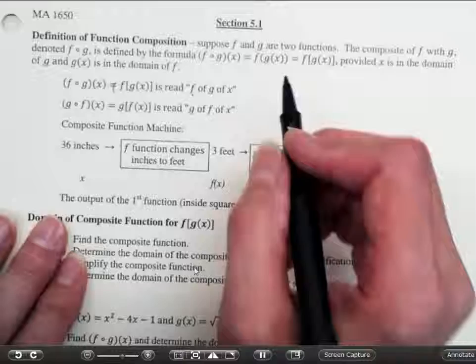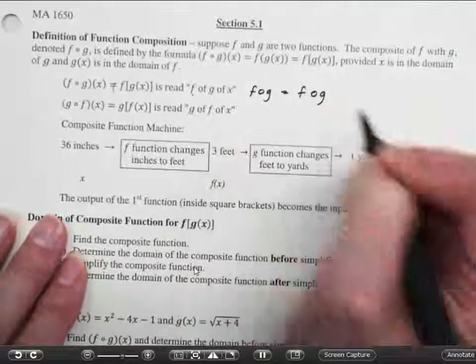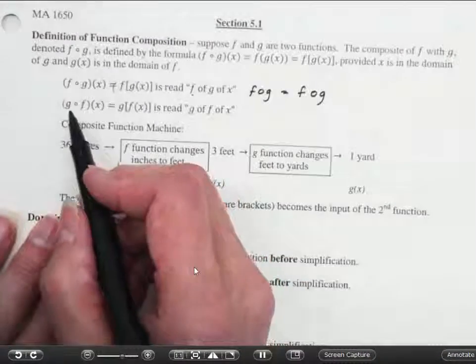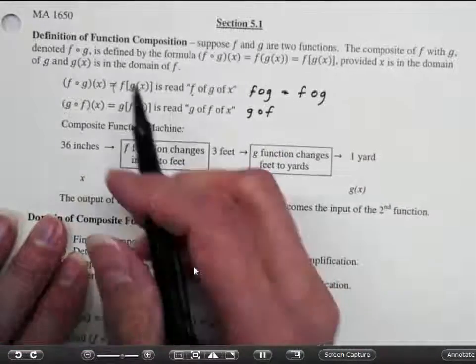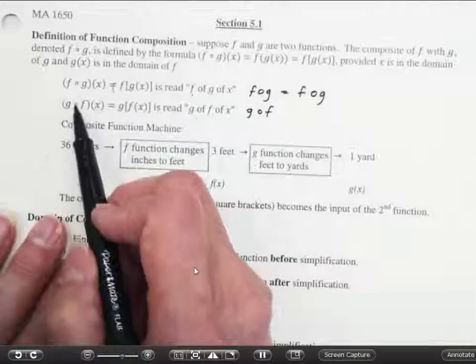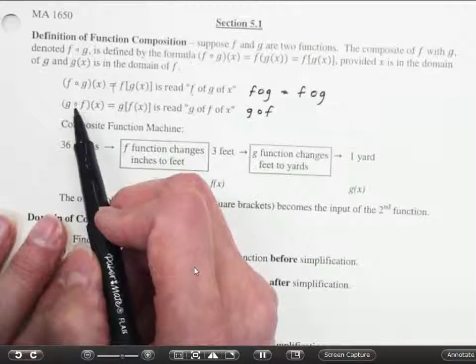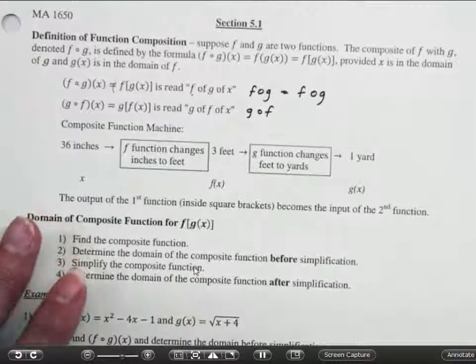And sometimes you'll hear some instructors say "f o g of x." Just be mindful that if you have a symbol with an open circle, that means we're talking about a composite function. Okay, so what does a composite function mean?